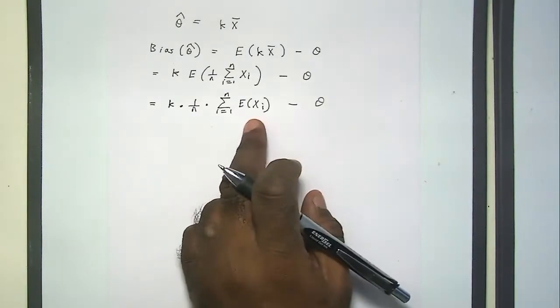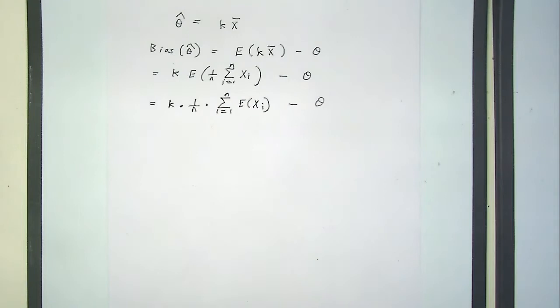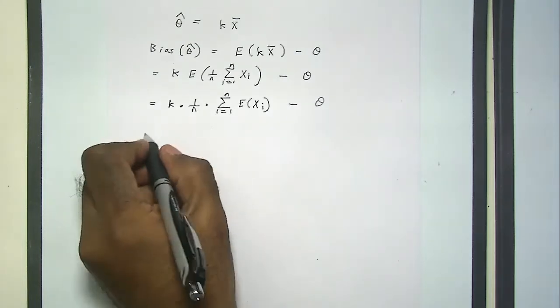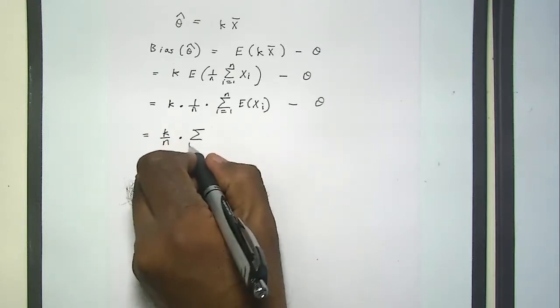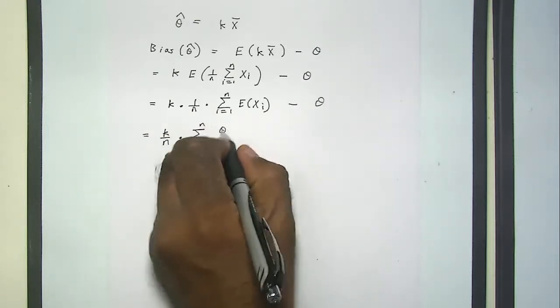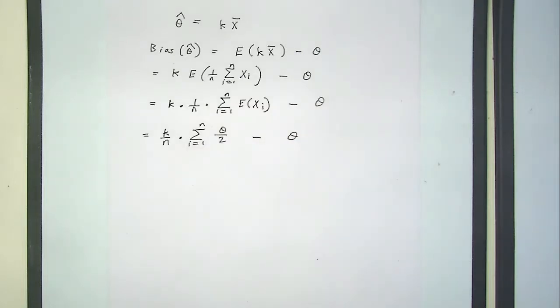So what's the expectation? I told you this before. For uniform 0 theta, the expectation of x is what? Theta over 2, yeah. So this will be k divided by n multiplied by theta over 2. I mean, you should look at one of the handouts I gave you on the first day of classes. You will see this formula. It's a plus b divided by 2.